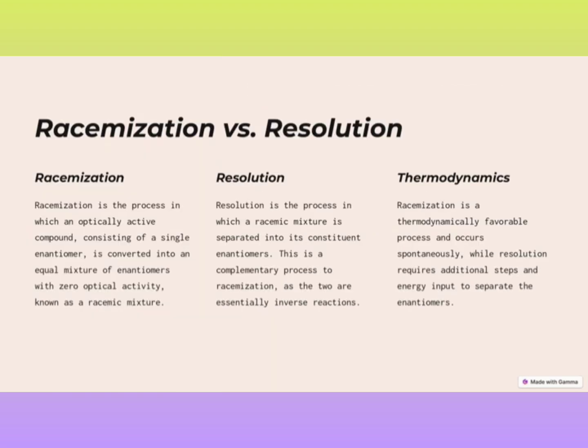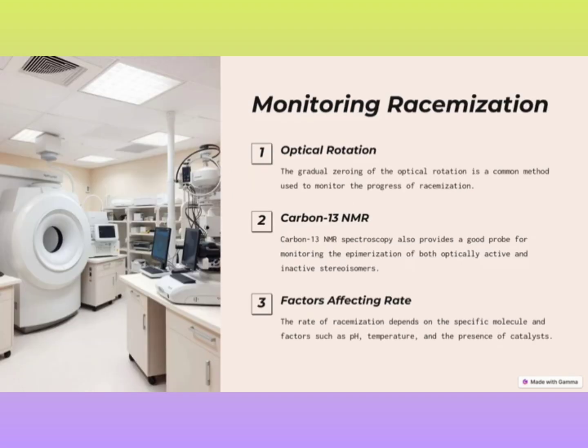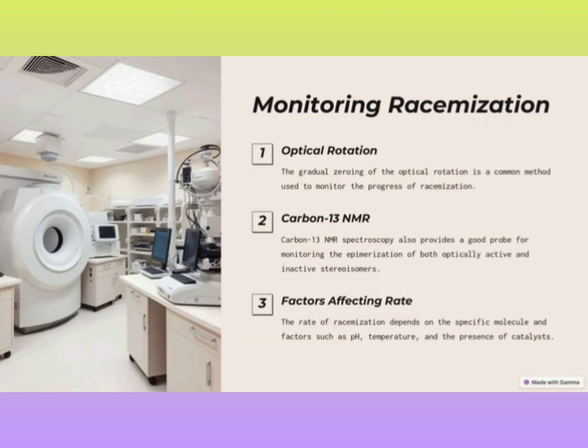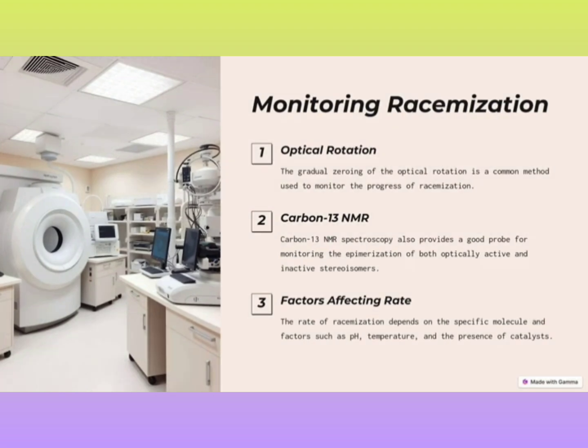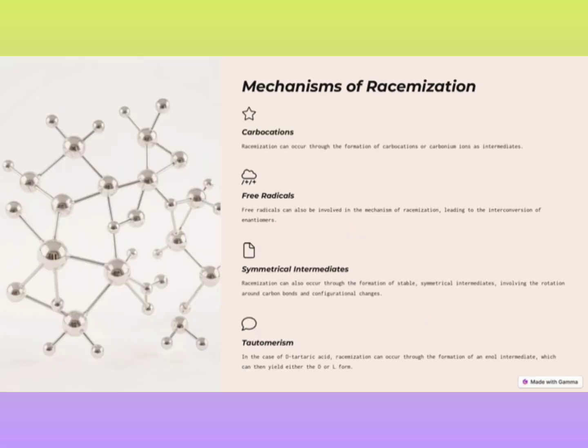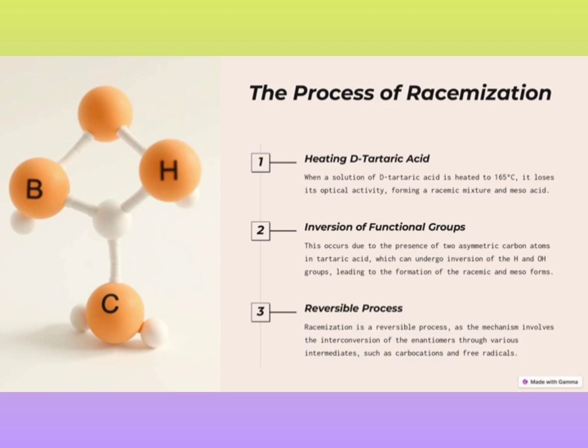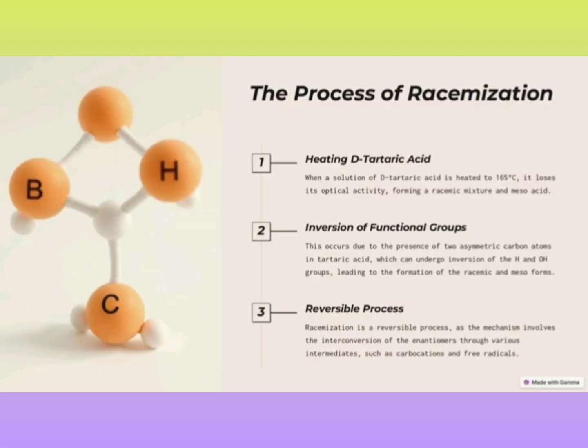Pasteur found that if a solution of D-tartaric acid is heated for some time at 165 degrees Celsius, it loses its optical activity, forming a racemic mixture and meso acid. This is due to the fact that tartaric acid, having two asymmetric carbon atoms, may undergo inversion about only one carbon atom or both, yielding meso or racemic form respectively. Thus, we can say that the conversion of a D or L isomer into its racemic mixture is racemization.